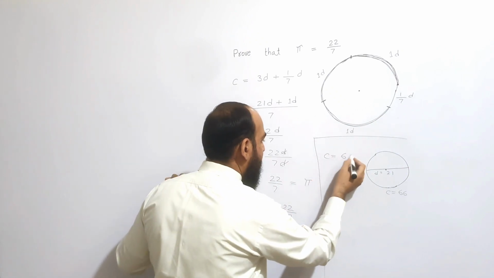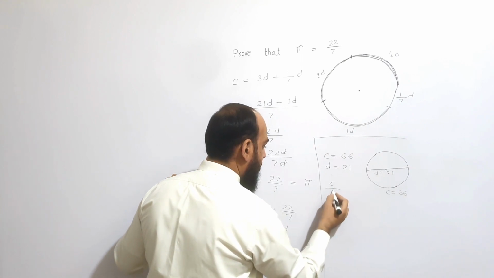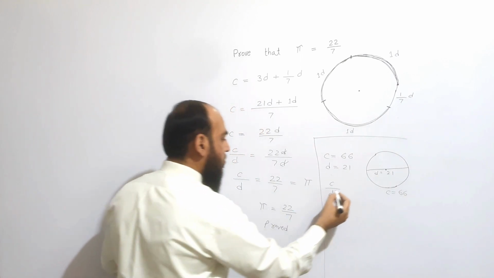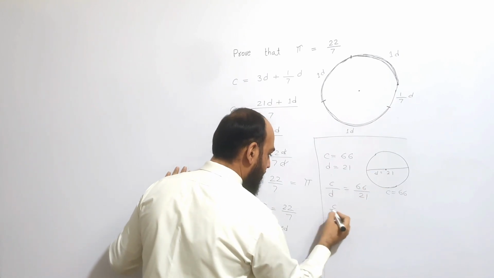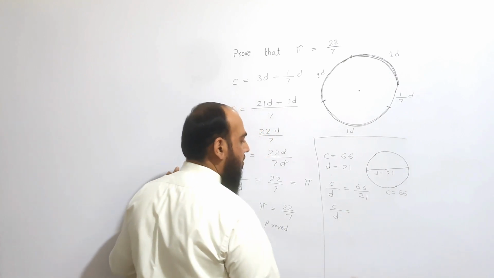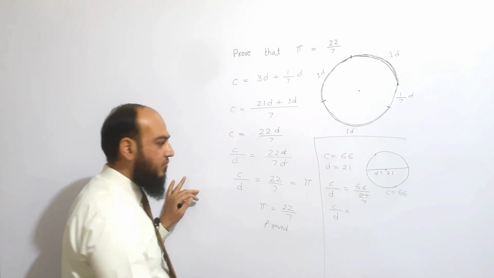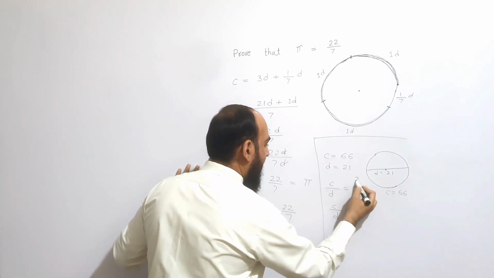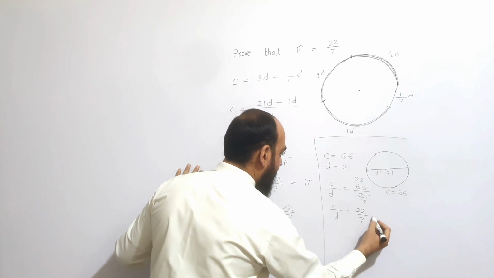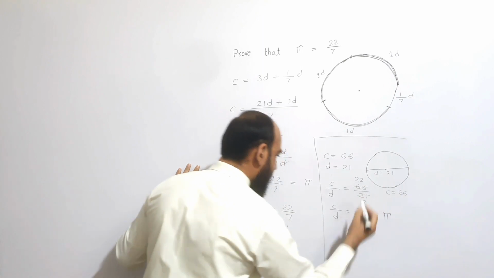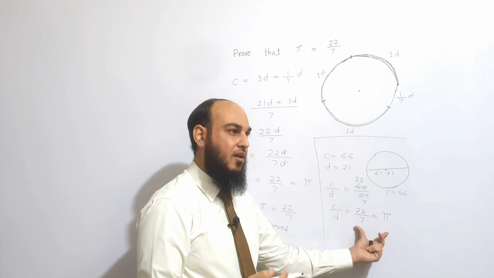Circumference is 66 and diameter is 21. Okay, if you take the ratio C over D is equal to 66 over 21, you know that 7 times 21 and 3 times 22 times 66 divides out, you will get 22 over 7, that is equal to pi. Okay, this specific example gives the clear idea to this proof.